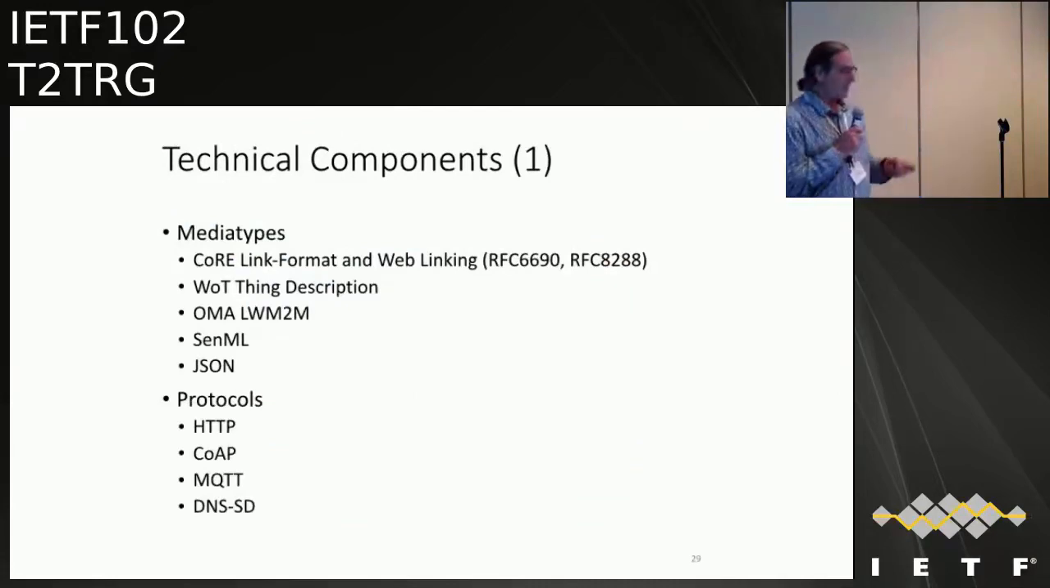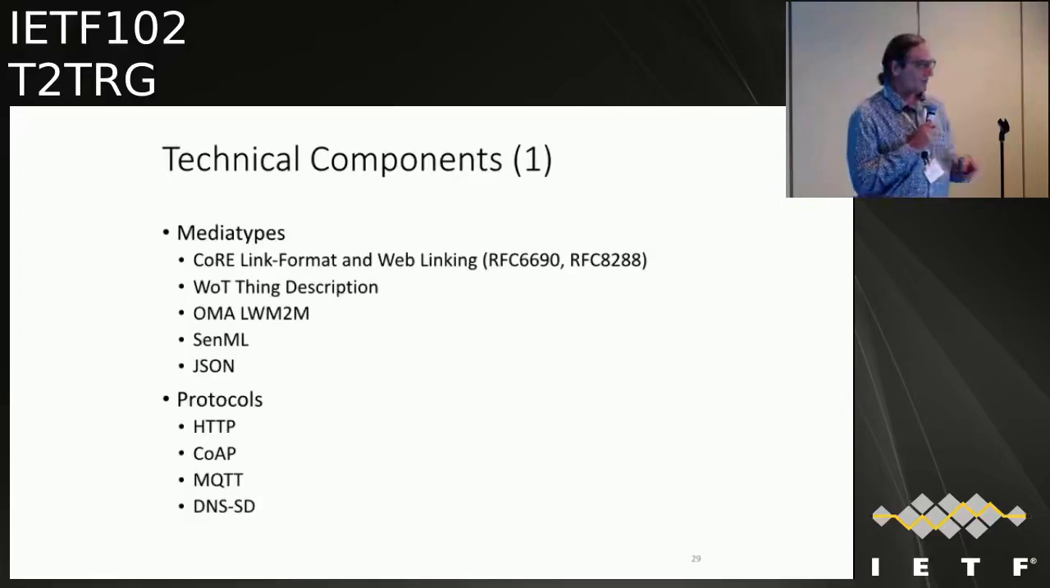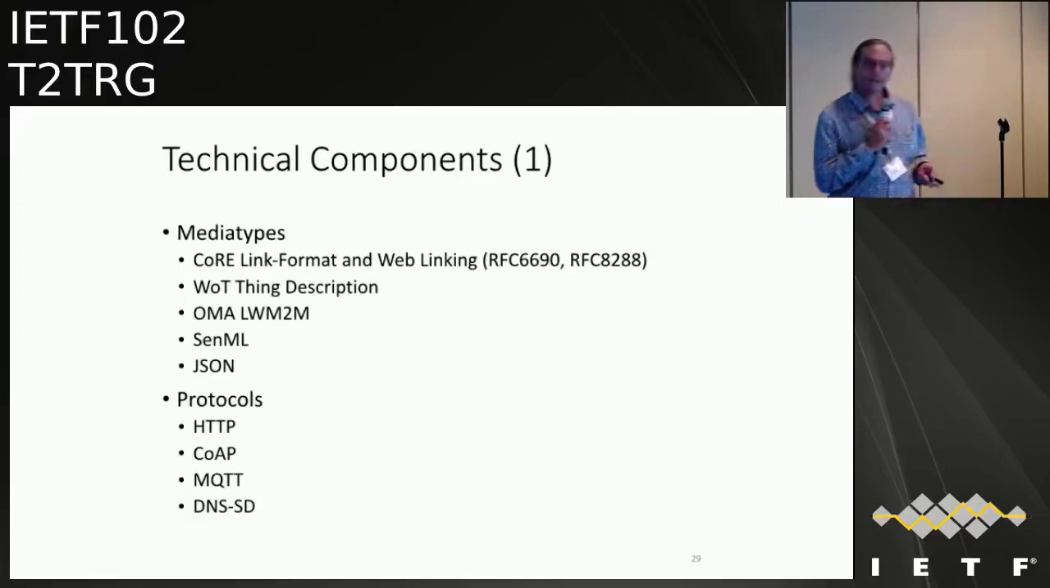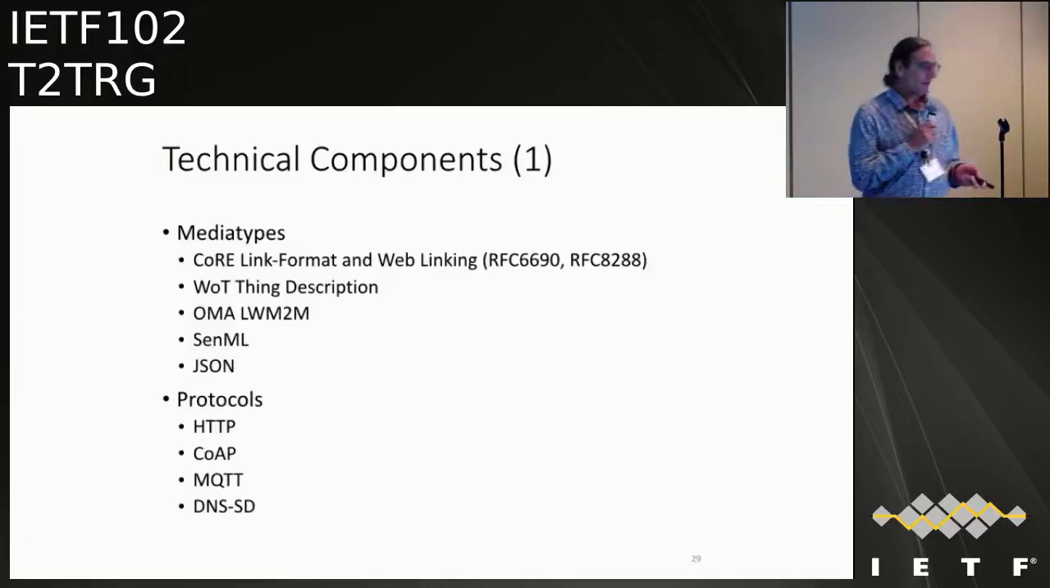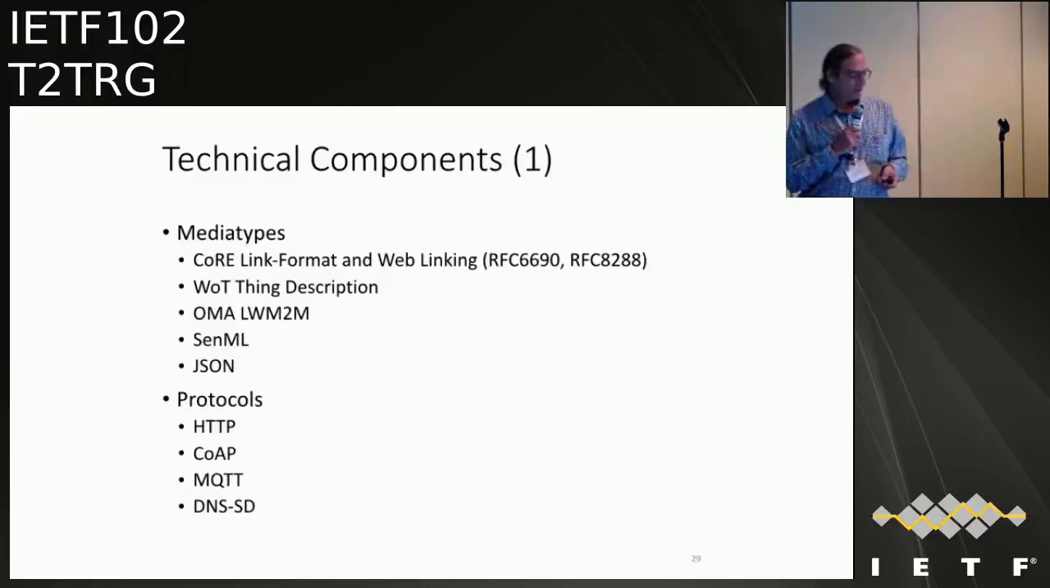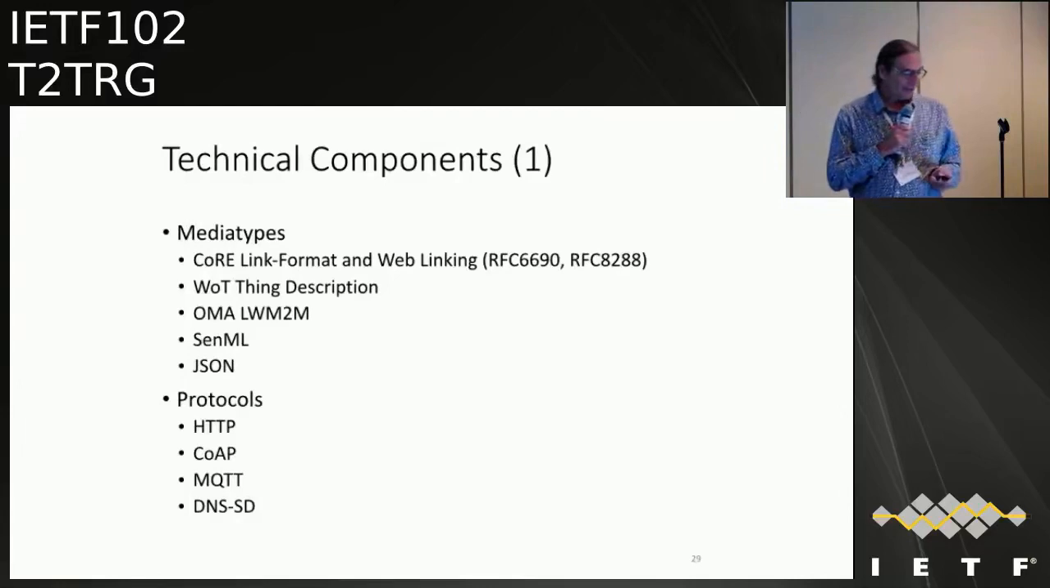And this gives us an idea of what we've been working with in terms of the different formats and media types. And of course, fundamental is web linking and core link format, the Web of Things thing description, OneM2M SenML, JSON. We use protocols HTTP, CoAP, and MQTT, and we're looking at how do we integrate DNS-SD into the local discovery environment as well.